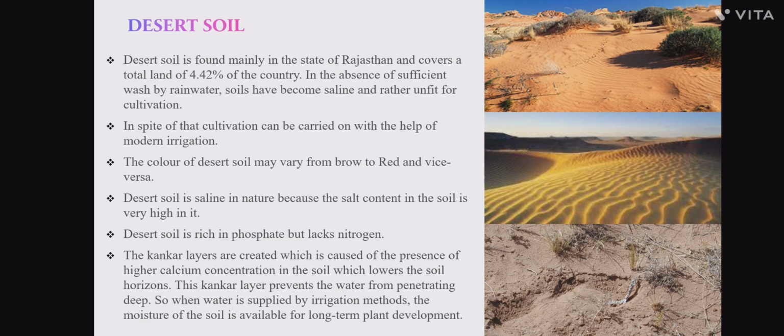Desert soil is found majorly in Rajasthan and covers approximately 4.42% of the total land of the country. In the absence of sufficient wash by rainwater, soils have become saline and rather unfit for cultivation. In spite of that, cultivation can be carried on with the help of modern irrigation. The color of desert soil may vary from red to brown. Desert soil is rich in phosphate but lacks nitrogen. The kankar layer is created because of the presence of higher calcium concentration in the soil, which lowers the soil horizon. This kankar layer prevents the water from penetrating deep.